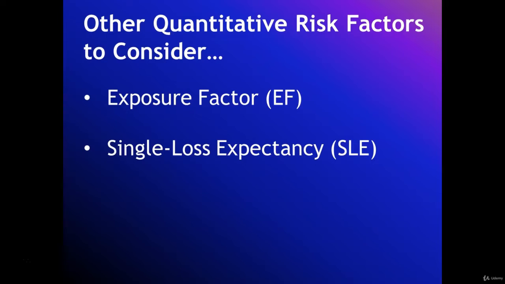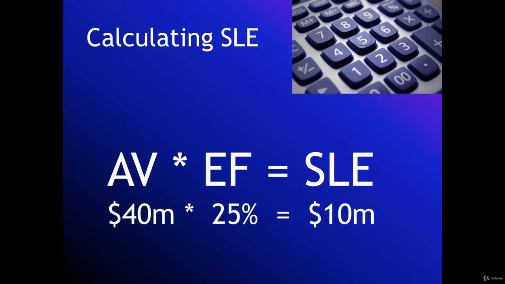Another variable we must consider is the single loss expectancy, or SLE. The SLE is a dollar amount that is assigned to a single event that represents the company's potential loss amount if the specific threat were to take place. To calculate the single loss expectancy, we simply multiply the exposure factor by the asset value. In other words, AV times EF equals SLE.